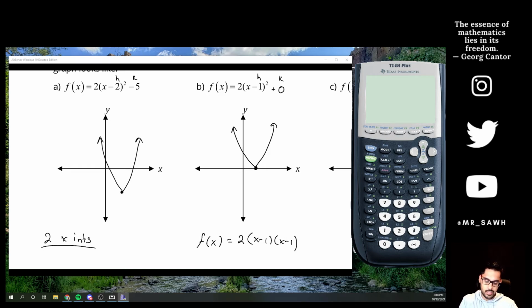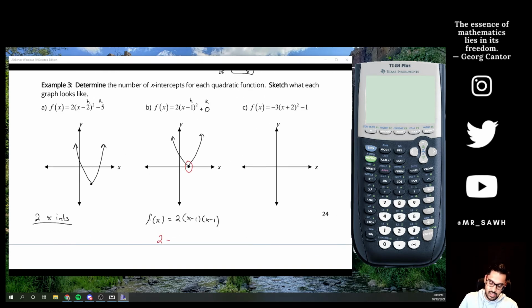They happen at this exact same place, which is why I can write this as x minus 1 squared. So we would say that they have 2 equal x-intercepts. They just happen to be the same. So still, this is technically 2 intercepts.